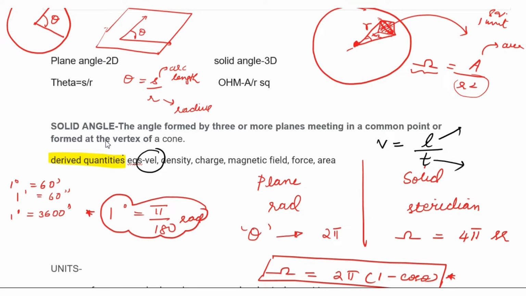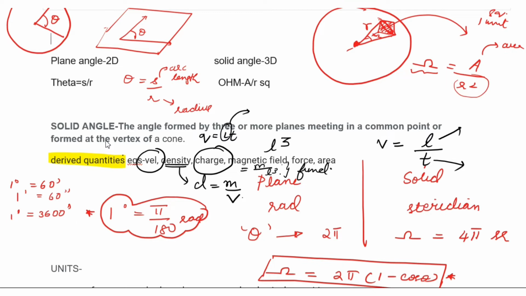Now if we take density, density is mass by volume. Mass itself is a fundamental quantity, and volume is length cube, and again length is a fundamental quantity. Similarly, charge Q can be written as I into T, where I is current and T is time, both of which are fundamental quantities. Similarly, you can try and write magnetic field, force and area in terms of their fundamental quantities. You can break them up and simplify them.